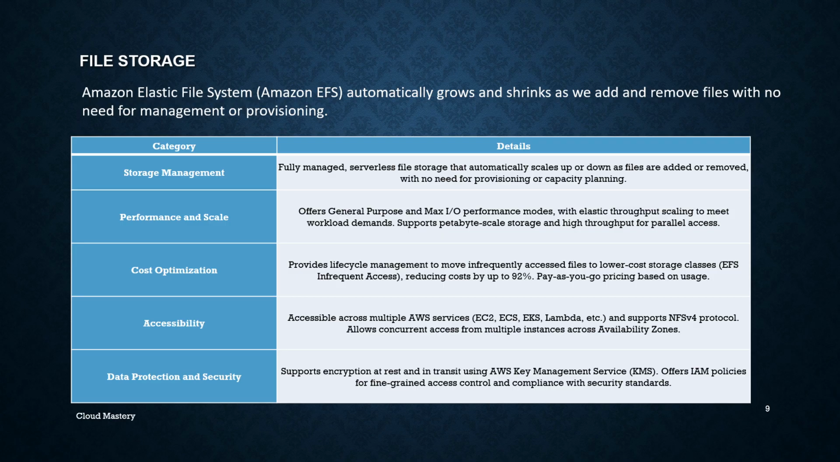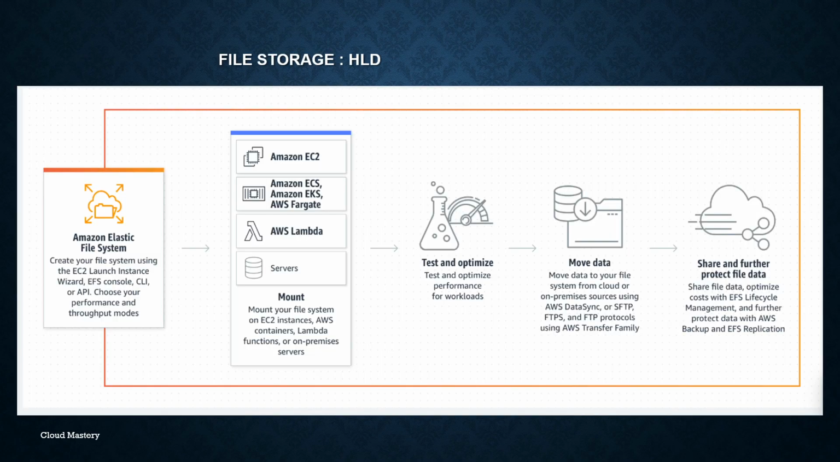So if anyone has any comments, please put them, and then I will try to answer your query. And then let's talk about the HLD design. If you see here, we have the Elastic File System which you can mount on multiple services. If I talk about EC2, EKS service, Fargate service, Lambda service, there are multiple services in AWS where you can mount your Elastic File System, and you can test and optimize your data.